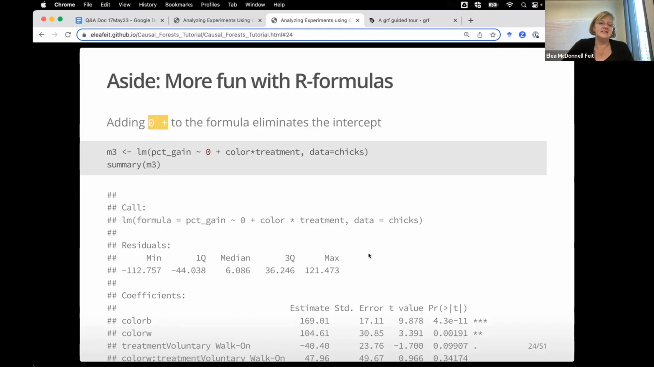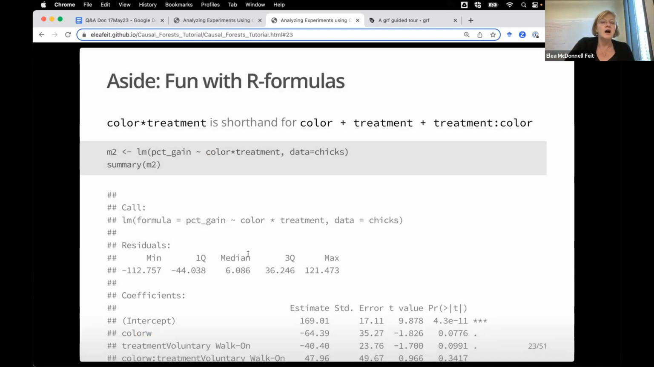And what that does in this case is it gives us a number for color brown, another number for color W. So, oh, and I have the wrong Y here. That's why the numbers changed.